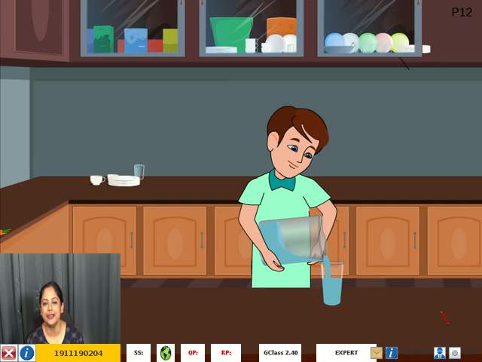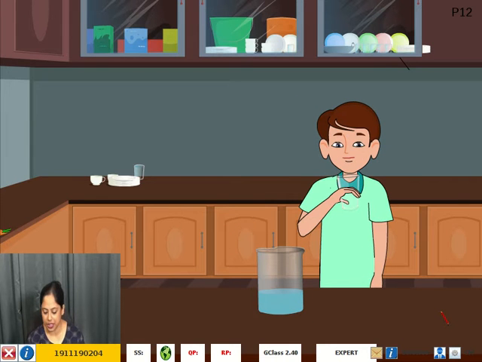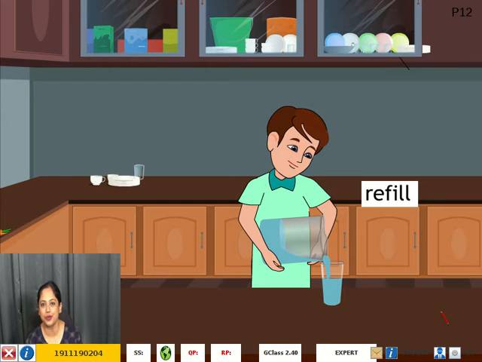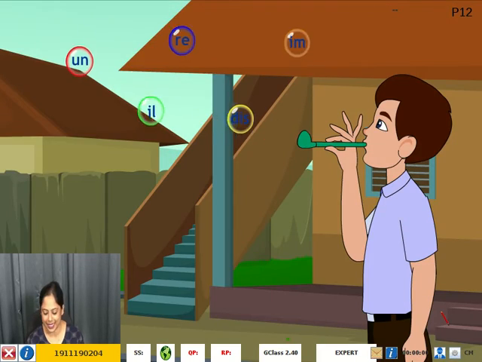Again, see, what do we see? The boy in the kitchen is trying to fill a glass of water, right? Now he drinks the water and it is finished. What does he do? He refills the water. What does refilling mean? Just like rebuild, refill means something which we redo. So he drank the first glass of water, the water finishes up, and again he takes the jug or the mug and he refills the water. So the term we use here is refill. So what have we done? We have again added the prefix re here, right?